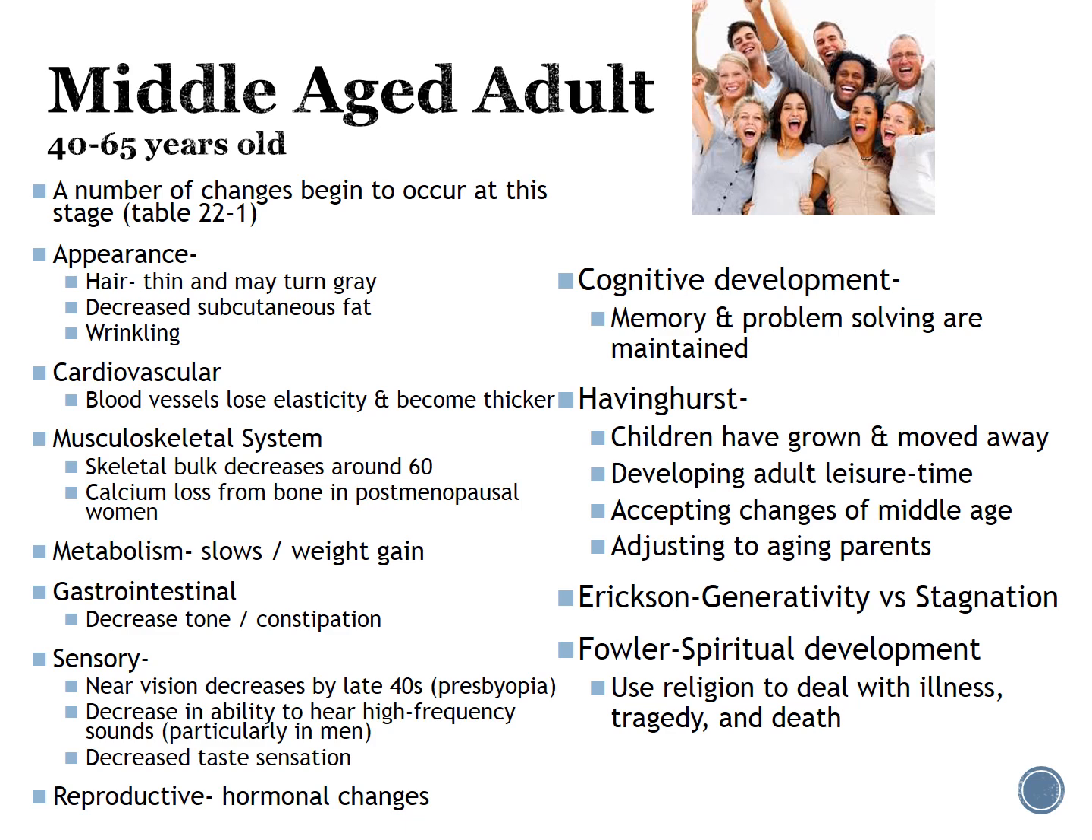Regarding middle-aged adult cognitive development, though, memory and problem solving are still maintained. According to Havighurst, remember that this is a stage where middle-aged adults have already had children that are grown and moved away. They have more time for themselves. They're accepting some of the changes that are occurring in middle-aged life, and they're also adjusting to aging parents.